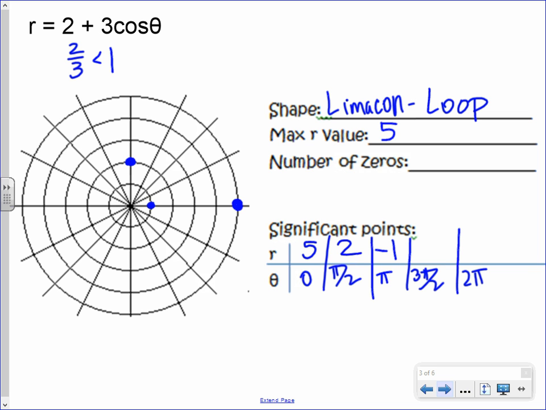The cosine of 3 pi over 2 is 0. So we get 2 plus 3 times 0. So at 3 pi over 2, we'll move forward 2. And then at 2 pi, we should get the same thing we got at 0. We end back here.